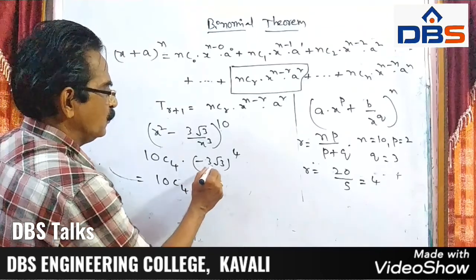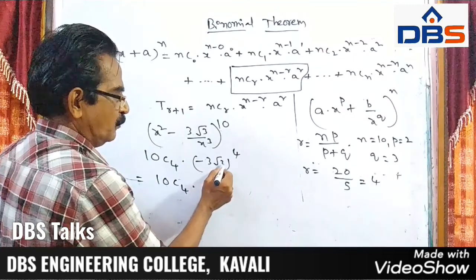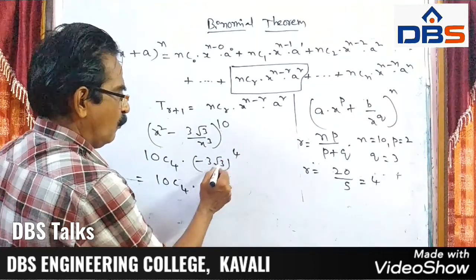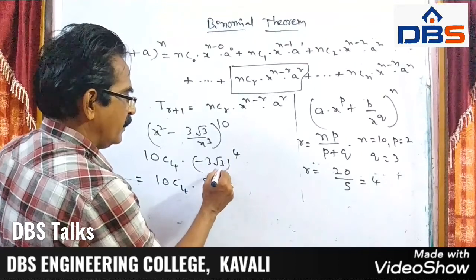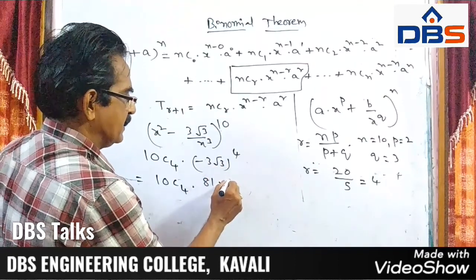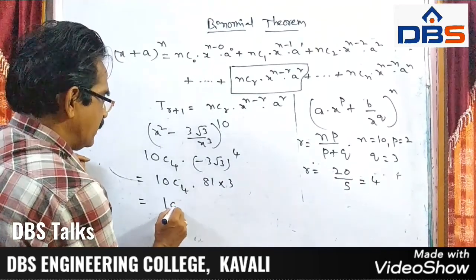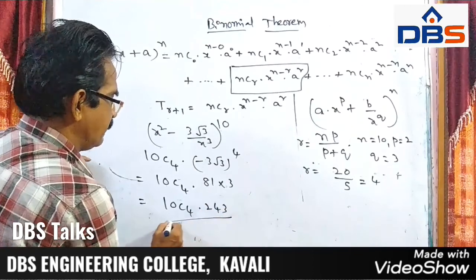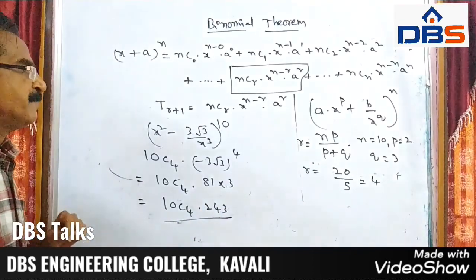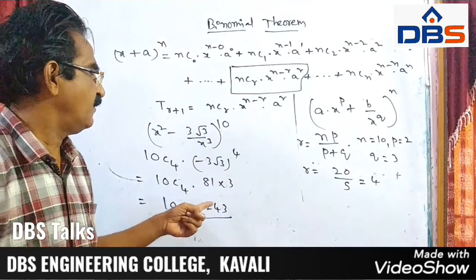10C4 into (3 root 3) whole power 4, friends. Minus 3 root 3, minus to the power 4 is plus, 3 to the power 4 means 81, into root 3 whole square means 3. So 10C4 into 243. This is the term independent of x.